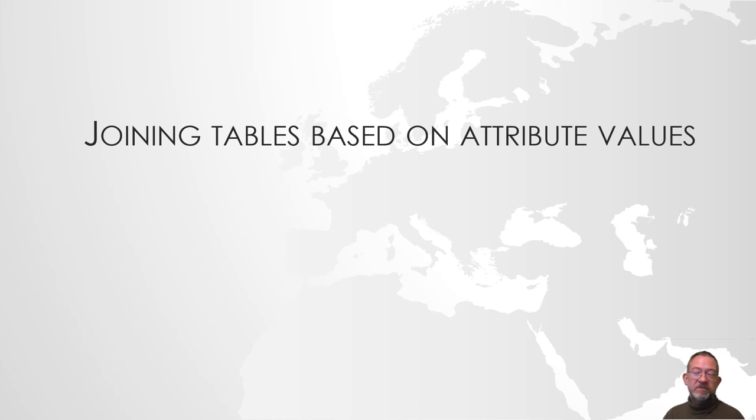An operation that is often performed is that you bring data from one, let's say, Excel spreadsheet into a feature class of municipalities or addresses or whatever. So basically we call this operation joining. So we join two tables, two attribute tables, based on common attribute values. And that's what I'll be talking about in the following.